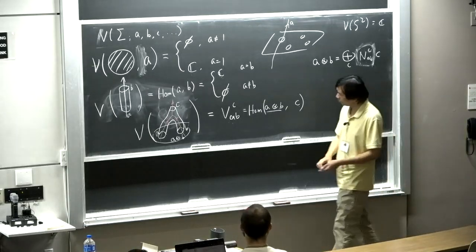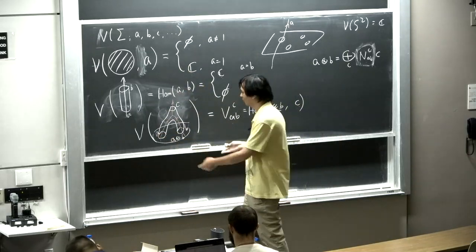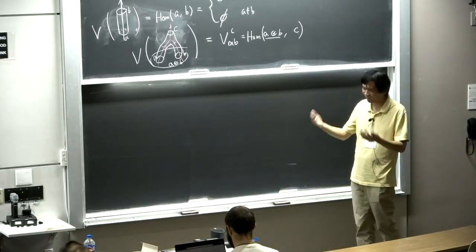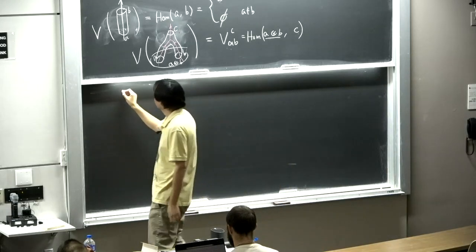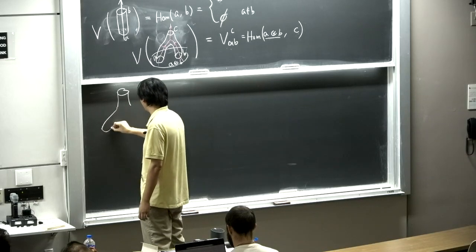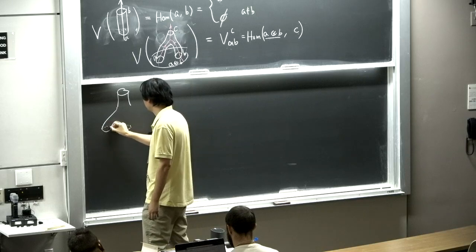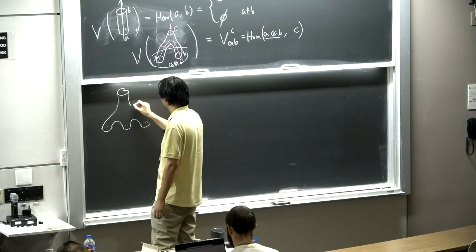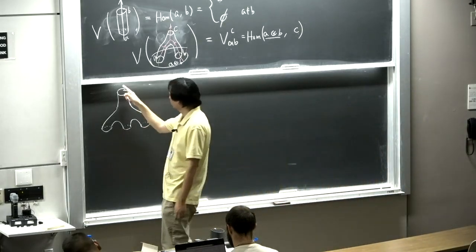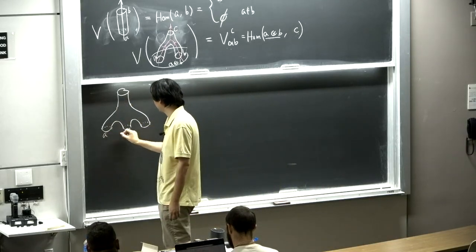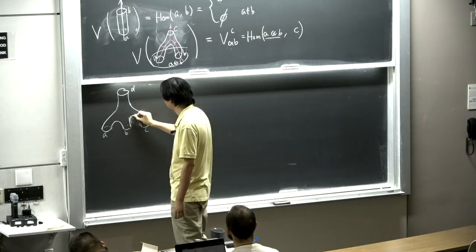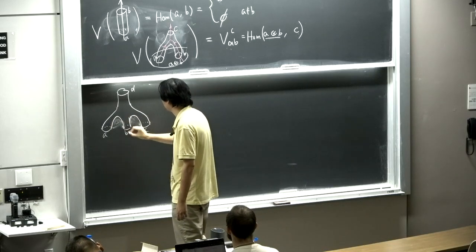Okay, so the good news is that we don't need to go down further. Naively, we would have to specify what happens with four punctures, five punctures, et cetera. But with four punctures, we can start using cutting and gluing. Okay, we can start doing the cutting and gluing. So this is a sphere with four punctures, with labels A, B, C and D. Let me draw the picture a little better. All right.